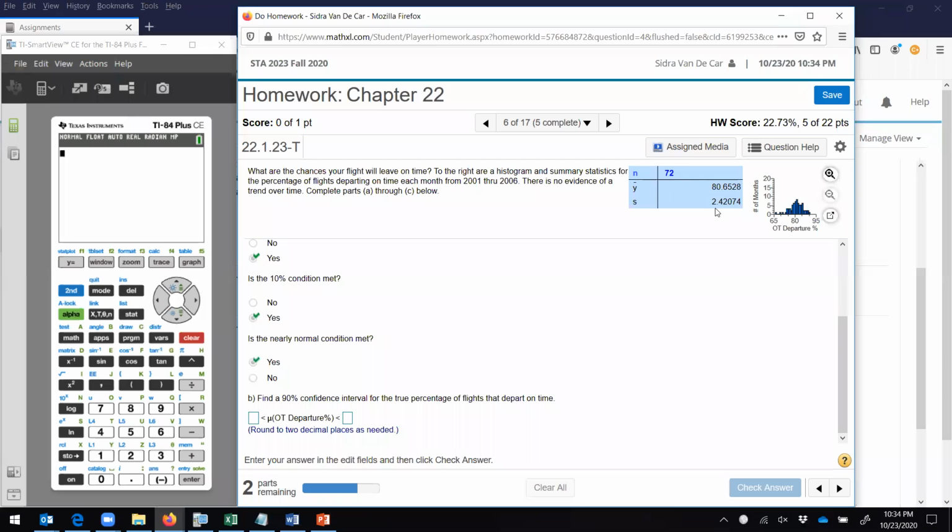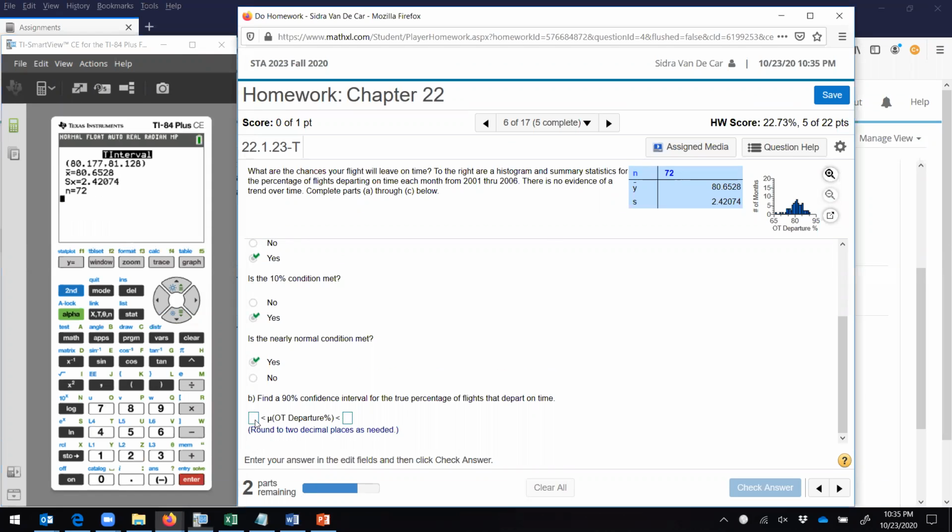90% confidence interval. Okay. So, actually, I think I did this last time using the formula, but if we go to stat, tests, and T interval right there, option 8. Let's input our mean, which is 80.6528, and the standard deviation, which is 2.42074, and the N is 72. And our confidence level is 90%.